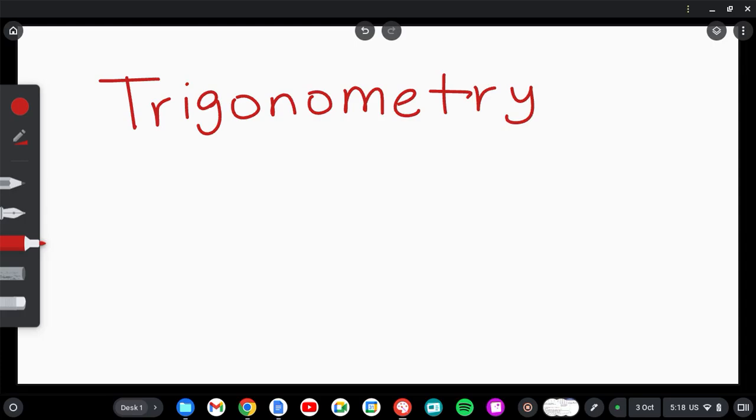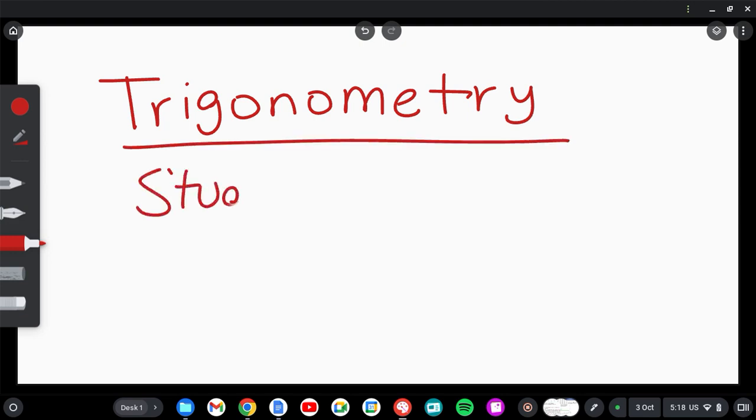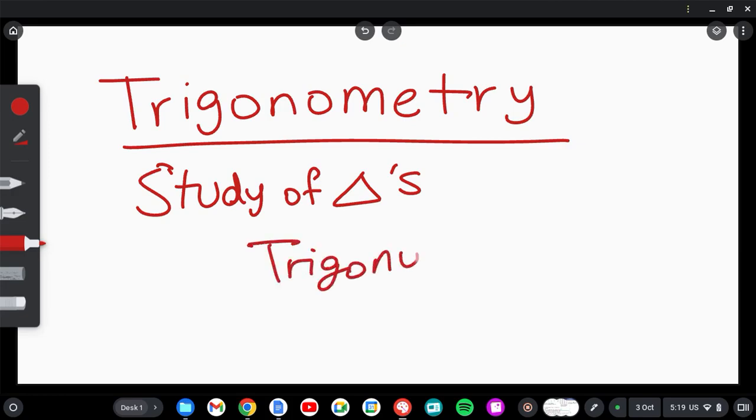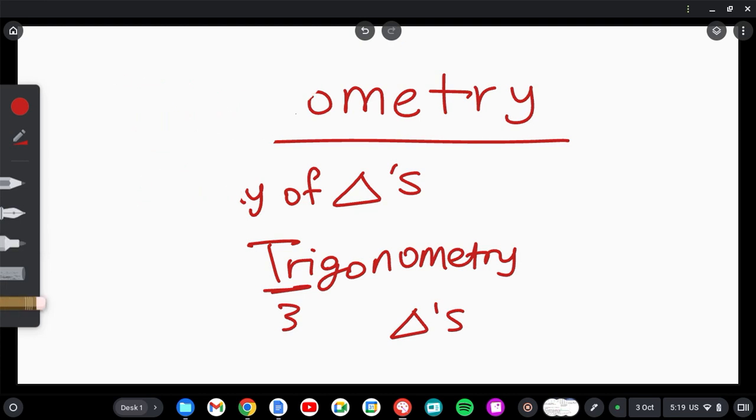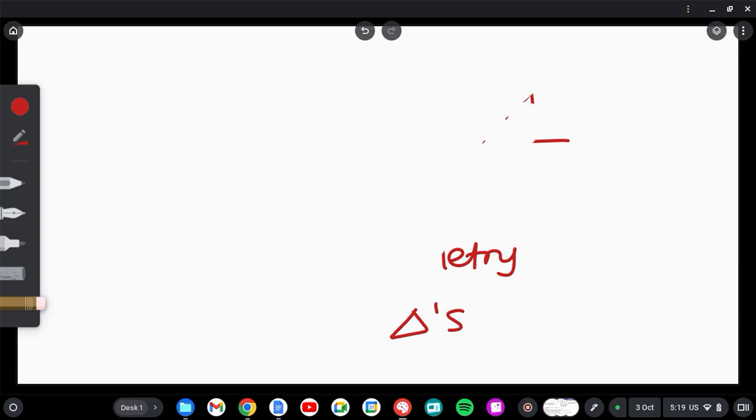Okay, we are going to study now about trigonometry. What is trigonometry? Trigonometry is basically the study of triangles. Because tri means 3, there's a tri here, tri means 3, so it will be triangles. Okay, the study of triangles. So the first topic is about trigonometric ratios.